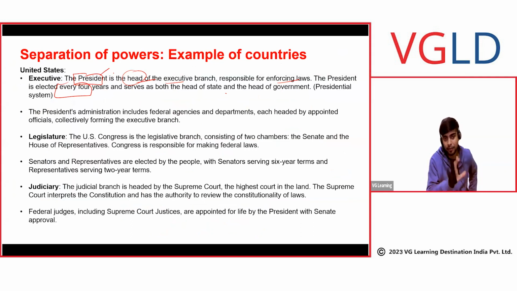In India we have the prime minister, and in the US they have a president. That is the only difference I see between the United States system and the Indian system, though there are further layers, but for the purpose of this class and the syllabus, I'm not discussing those things.